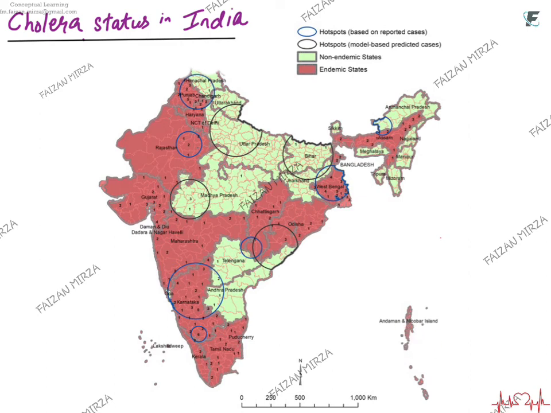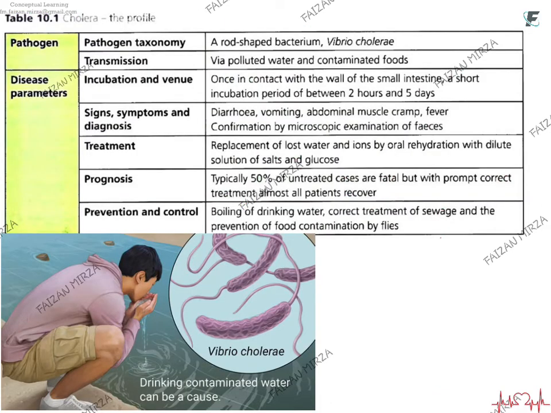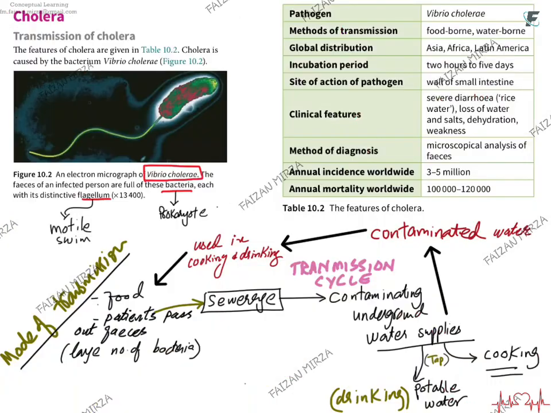These regions show you that cholera is a disease of concern in India, in Bangladesh mainly, and mainly in the Asian countries and the African countries and Latin America, where the chances of the sewers contaminating the underground water supply are high. Another thing we need to keep in mind is that since this is the transmission cycle, it involves how the sewage water can contaminate the water supply.